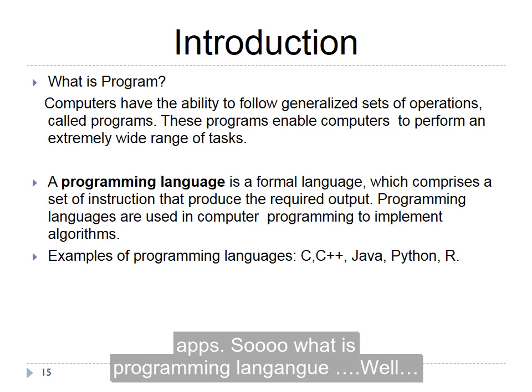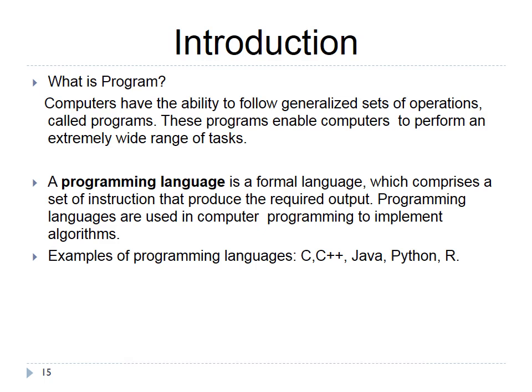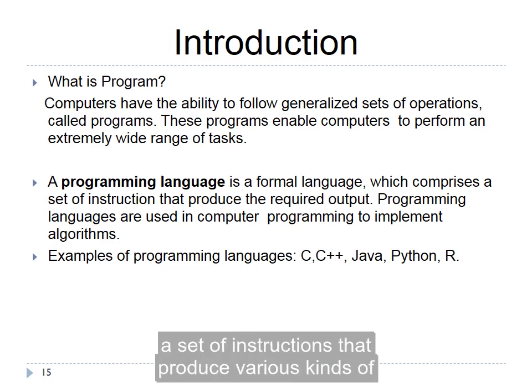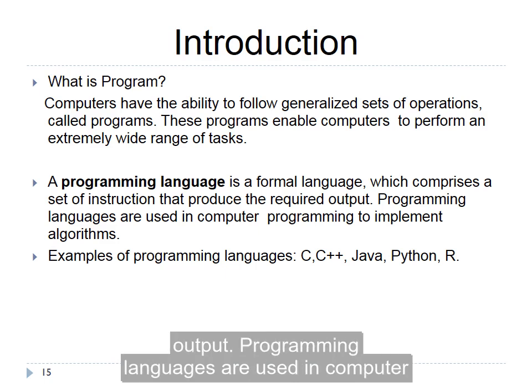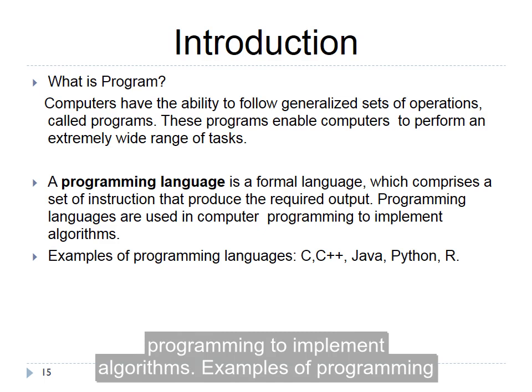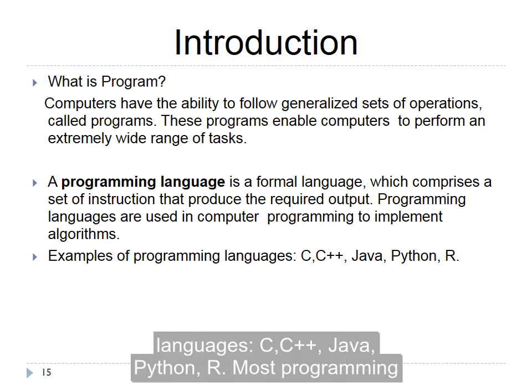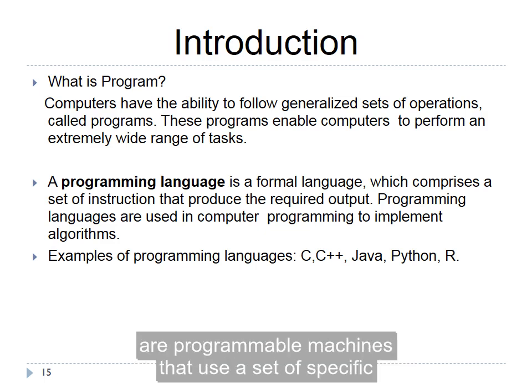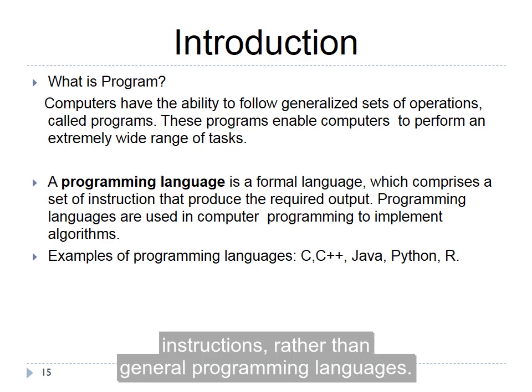So what is a programming language? Well, a programming language is a formal language which comprises a set of instructions that produce various kinds of output. Programming languages are used in computer programming to implement algorithms. Examples of computer languages are C, C++, Java, Python, R. Most programming languages consist of instructions for computers. There are programming machines that use a set of specific instructions rather than general programming languages.